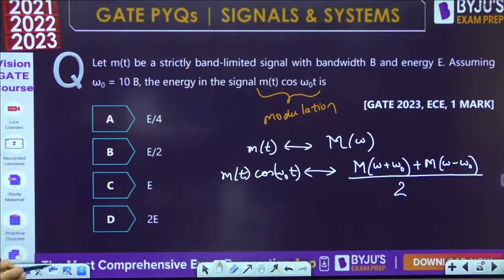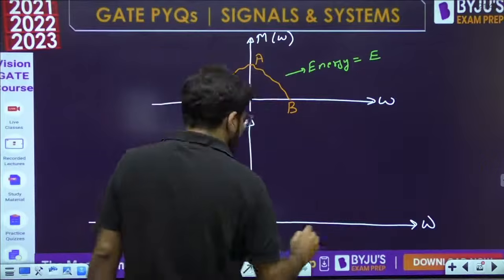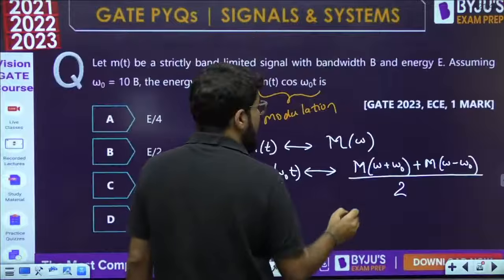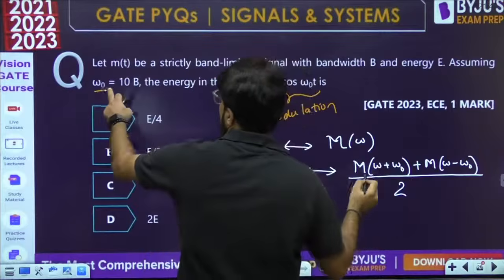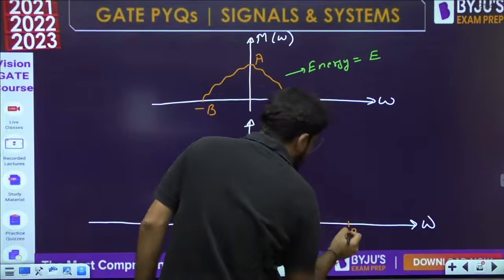The Fourier transform of m(t) cos omega naught t is M(omega plus omega naught), left shifting, plus M(omega minus omega naught), right shifting, whole divided by 2. Let us say this is some amplitude A. First of all it is going to be shifted by omega naught. But what is omega naught? Omega naught is equal to 10B, remember this. So it is going to be centered at 10B.